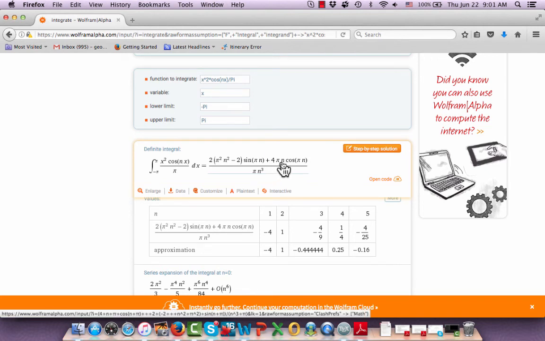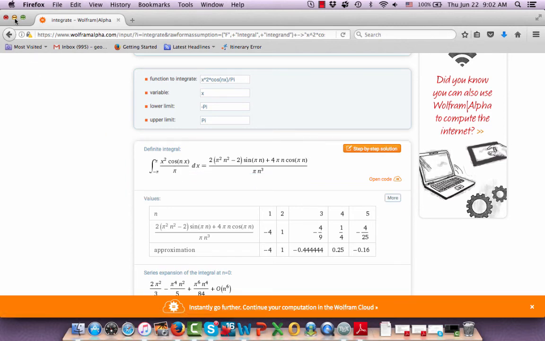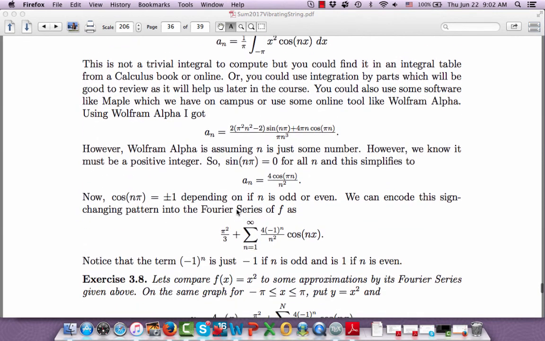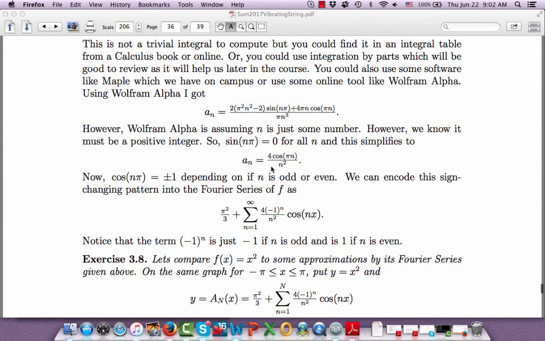Then this 4 pi n times negative 1 to the n is all divided by pi n cubed. The pi in the numerator cancels with the pi in the denominator, and the n in the numerator cancels one of the powers of n in the denominator. So really what we have is 4 times negative 1 to the n over n squared. We just had to help out and make those observations to realize that a sub n is really this, with cosine of pi n replaced by negative 1 to the n. So I plug that in here.